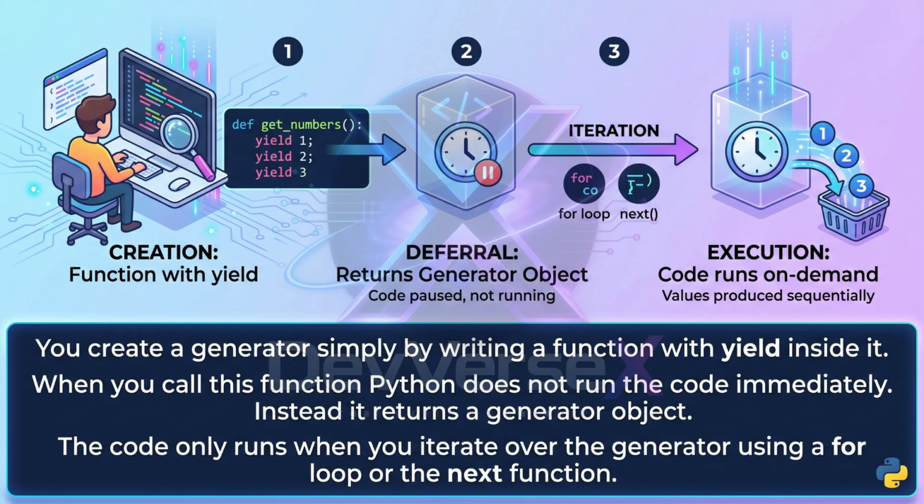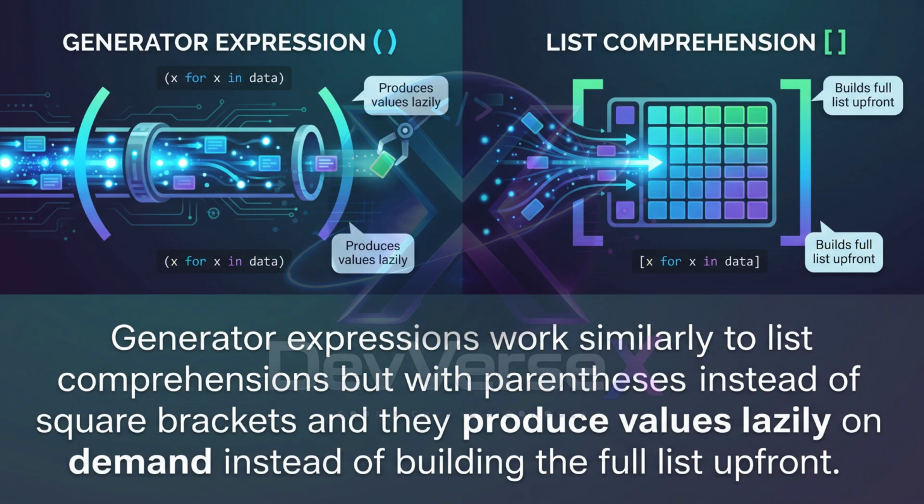When you call this function, Python does not run the code immediately. Instead, it returns a generator object. The code only runs when you iterate over the generator using a for loop or the next function. Generator expressions work similarly to list comprehensions, but with parentheses instead of square brackets, and they produce values lazily on demand instead of building the full list up front.